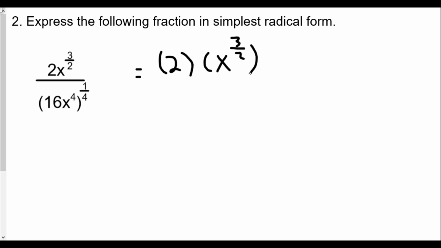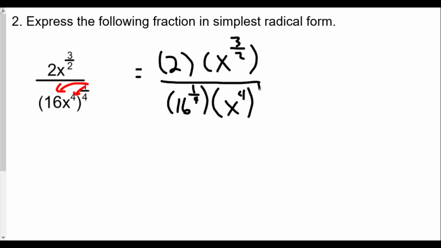Now you see, why am I breaking these off? I want to be very clear that the 2 is not being raised to 3/2, because the exponent is only touching the x. However, for the denominator, we have 16 times x to the 4th raised to the 1/4. Each of these will be almost like distributing the exponents to each of the terms. And so we'll have 16 to the 1/4 power times x to the 4th raised to the 1/4 power.